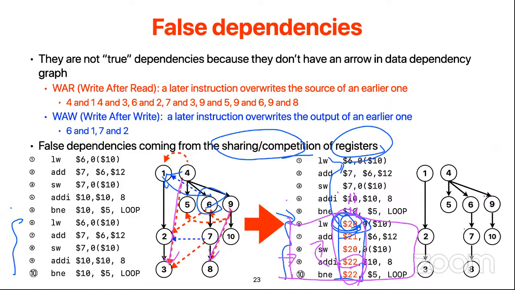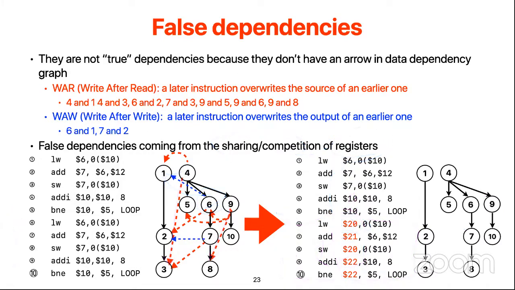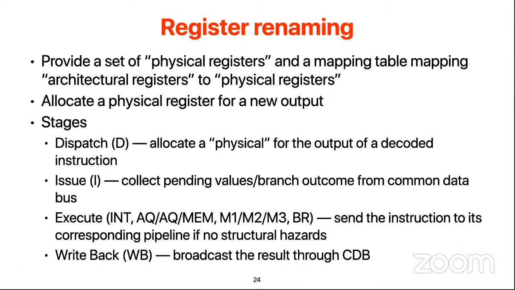So how can we do that? This technique is called register renaming. The basic idea of register renaming is that we decouple the architectural registers from the physical registers.